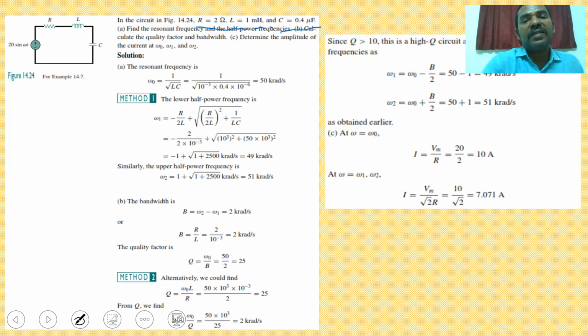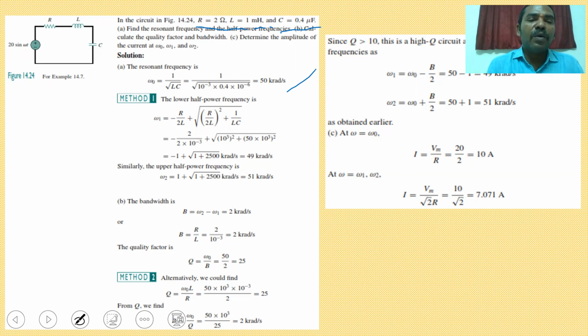So the first equation is for finding the resonating frequency, omega naught is equal to 1 by root LC. So that is equal to 1 by root of, what is your L value? 1 millihenry, so 1 into 10 power minus 3, into what is your C value? 0.4 microfarads, 0.4 into 10 power minus 6. So you can get 50 into 10 power 3 radians.